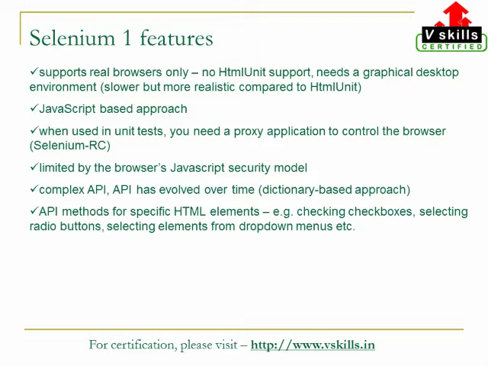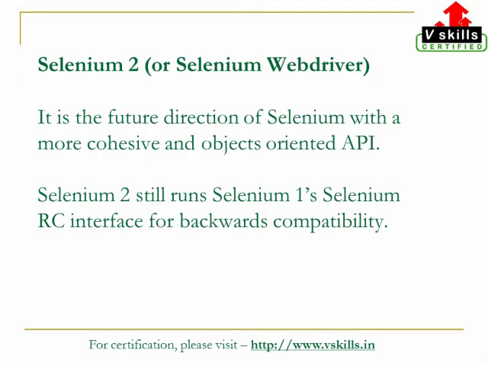Complex API. API has evolved over time. Dictionary-based approach. API methods for specific HTML elements. For example, checking checkboxes, selecting radio buttons, selecting elements from drop-down menus, etc. Selenium 2 or Selenium WebDriver. It is the future direction of Selenium with a more cohesive and object-oriented API. Selenium 2 still runs Selenium 1's Selenium RC interface for backwards compatibility.